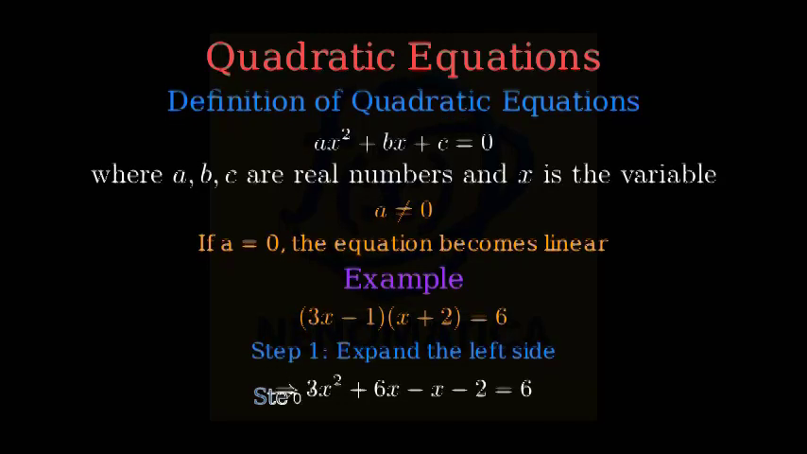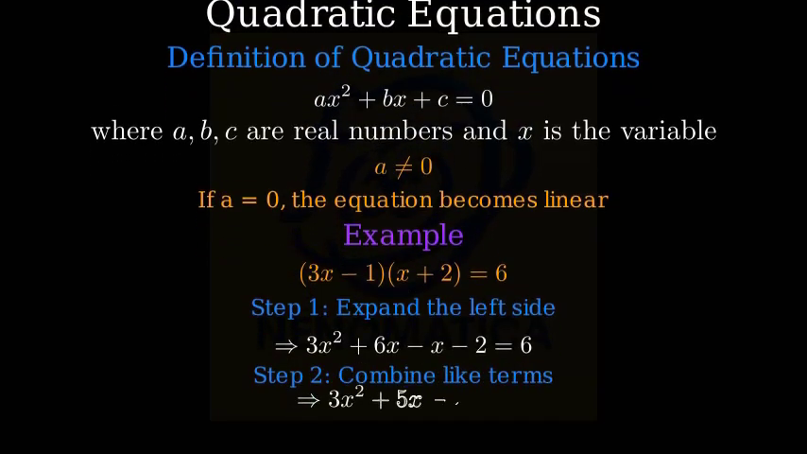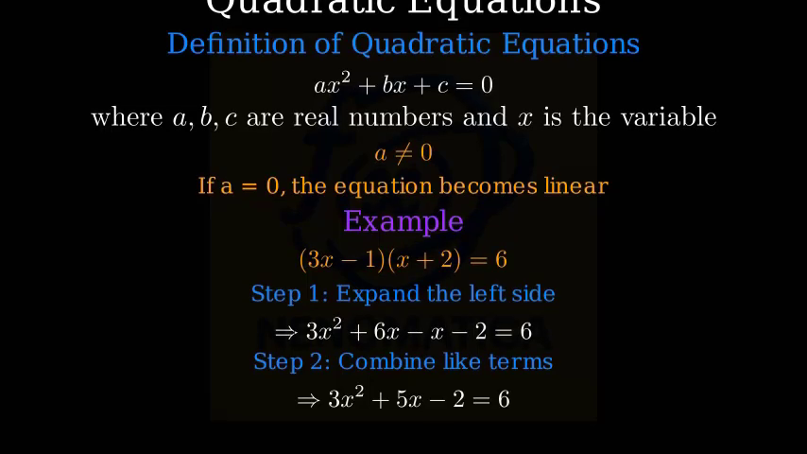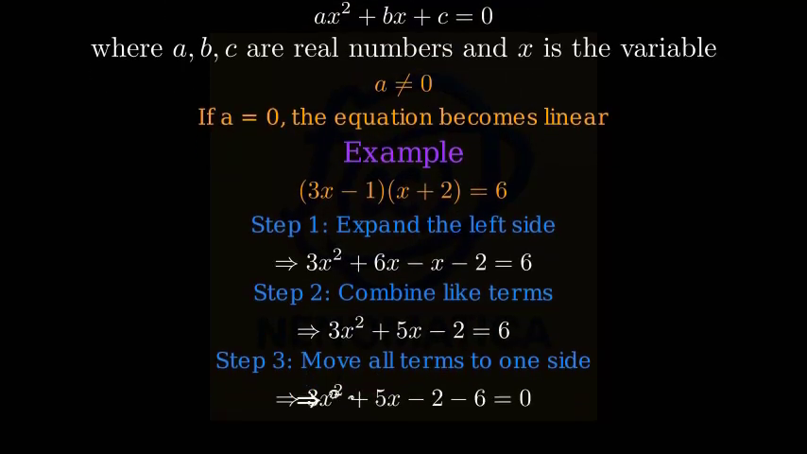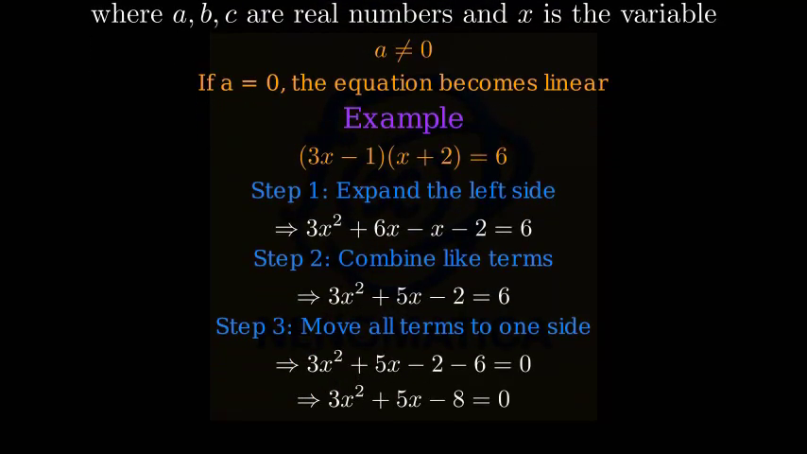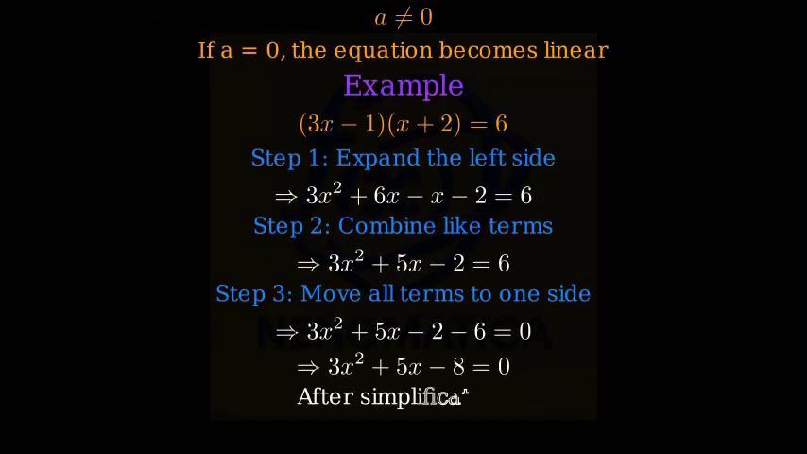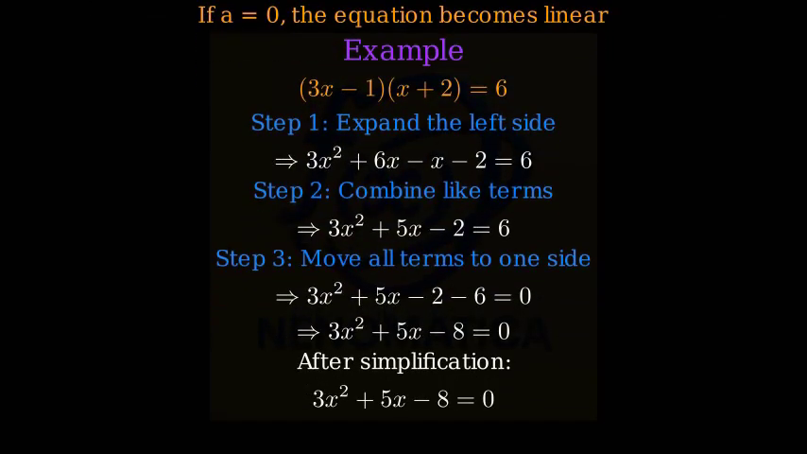Step 2. Let's combine like terms on the left side. 6x minus x gives us 5x. So we have 3x squared plus 5x minus 2 equals 6. Step 3. Now, let's move all terms to one side of the equation by subtracting 6 from both sides. This gives us 3x squared plus 5x minus 2 minus 6 equals 0, which simplifies to 3x squared plus 5x minus 8 equals 0.